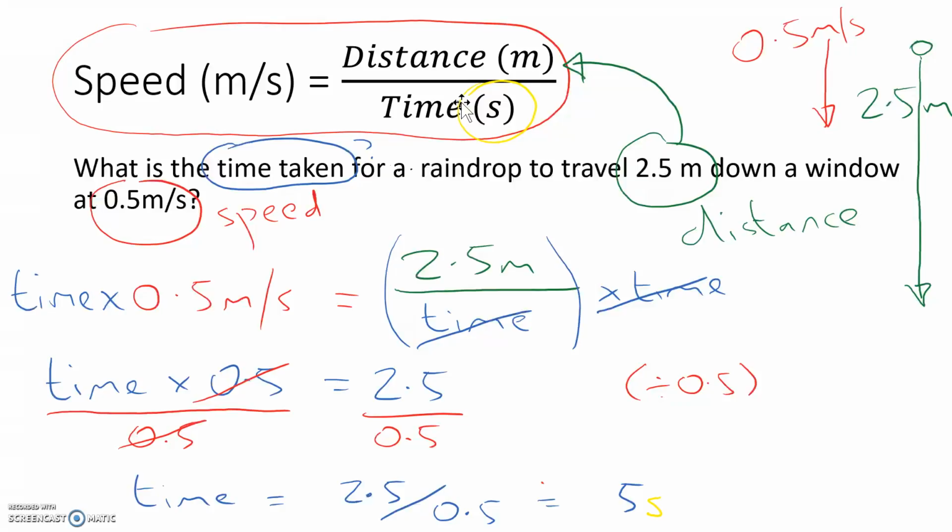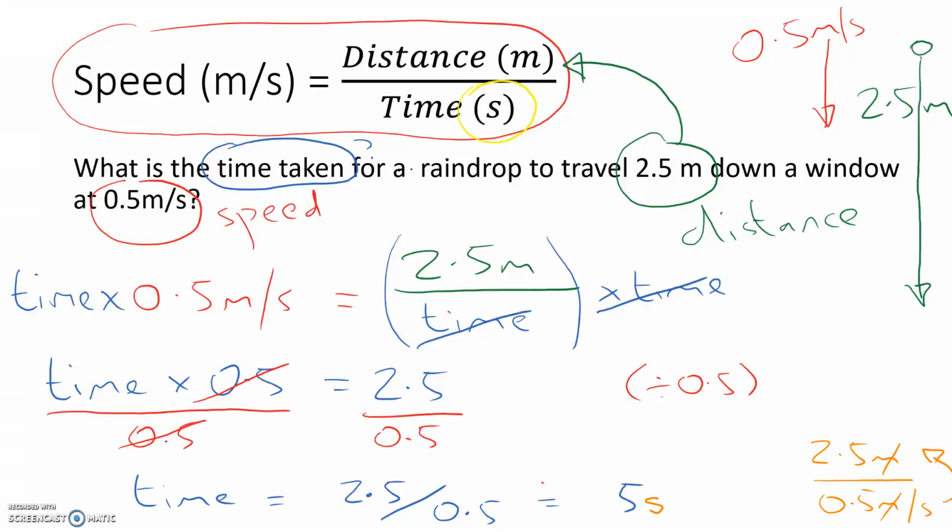Okay, so we should have an answer in seconds. That yellow is not very clear. 5 seconds. Okay, now I could check that. We had 2.5 meters divided by 0.5 meters per second. Now this gets tricky. Now seconds is going to pop up to the top and meters will cancel. So we do end up with 5 seconds. We could check that with our units. So we got the time taken for the raindrop is 5 seconds.